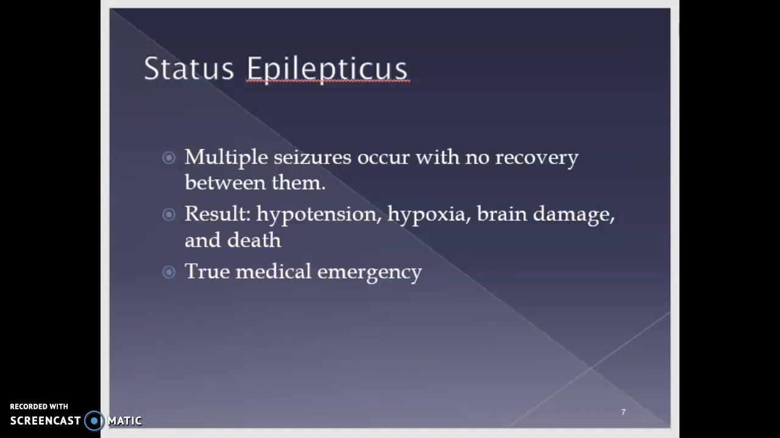When we look at status epilepticus, this is where we have multiple seizures. It's a true medical emergency because the repeated occurrence of these seizures can result in severe hypotension, hypoxia, and brain damage, ultimately leading to death. Continuous muscle contraction occurs. They're also going to become hypoglycemic, acidotic, and hypothermic because of the increase in metabolic needs, lactic acid overload, and the heat loss during the muscle movement. So that carbon dioxide retention will lead to the acidosis, and if not treated, ultimately the patient will die.